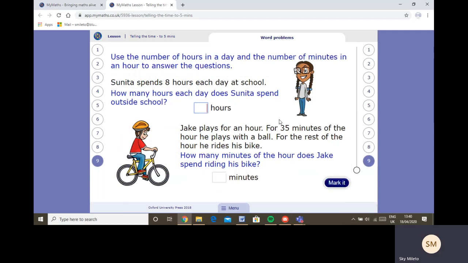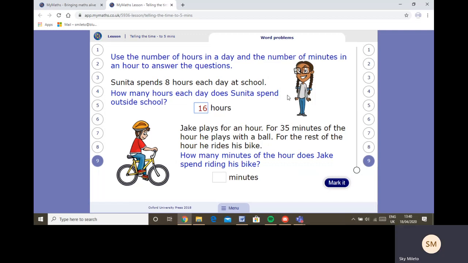Final 2 questions for today's lesson. Okay. Sunita spends 8 hours each day in school. How many hours each day does Sunita spend outside school? So this is a simple subtraction. If we know there are 24 hours a day and she spends 8 in school, we would do 24 take away 8, should get 16. Well done if you got that.